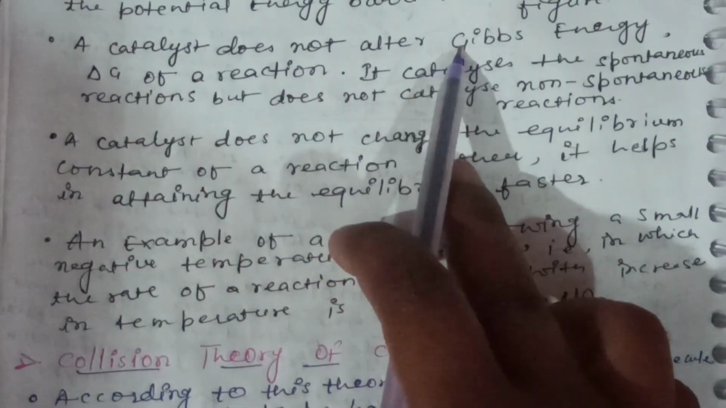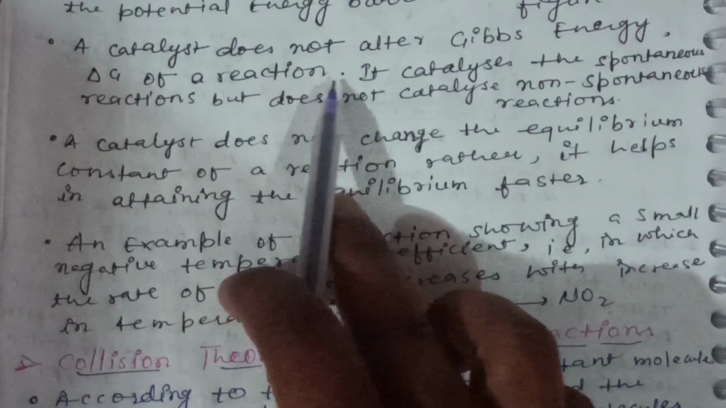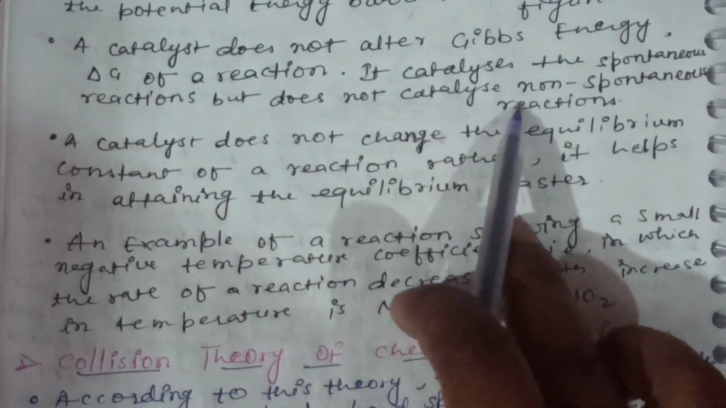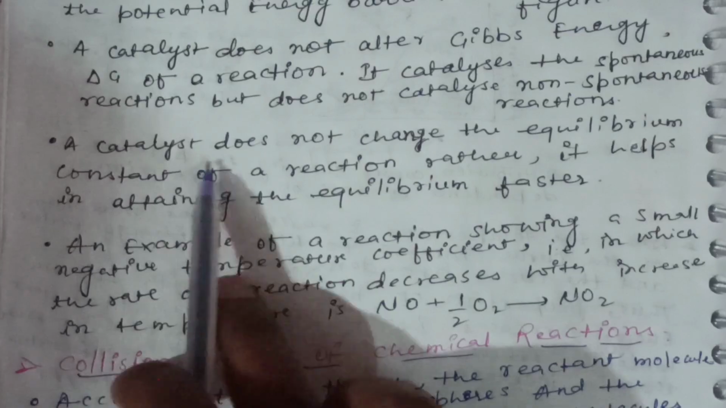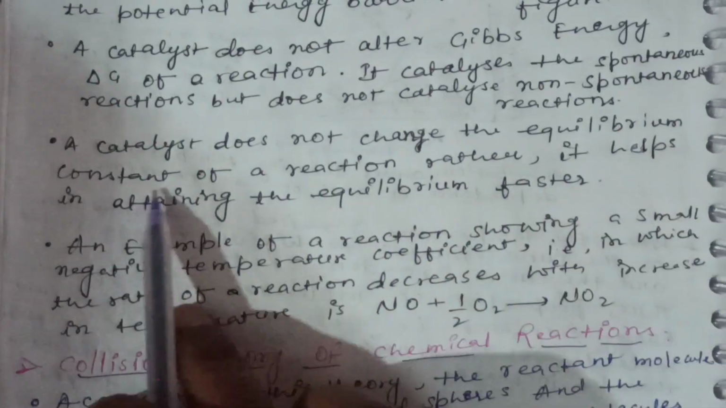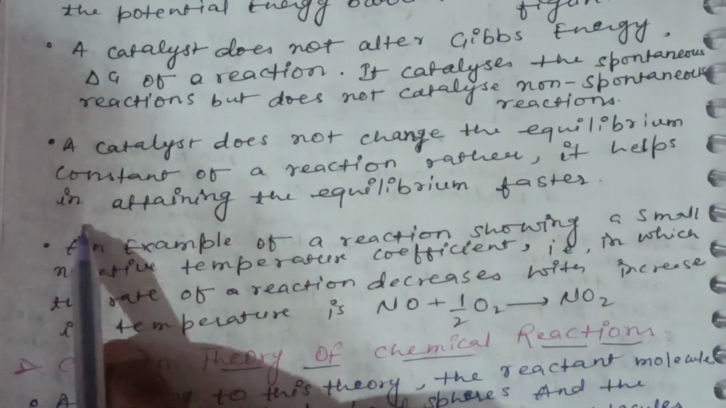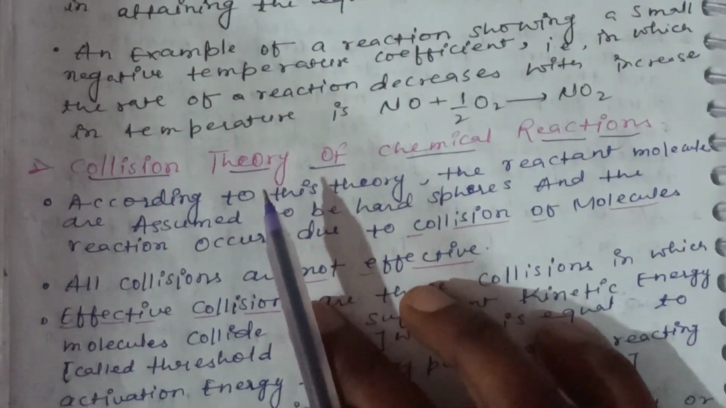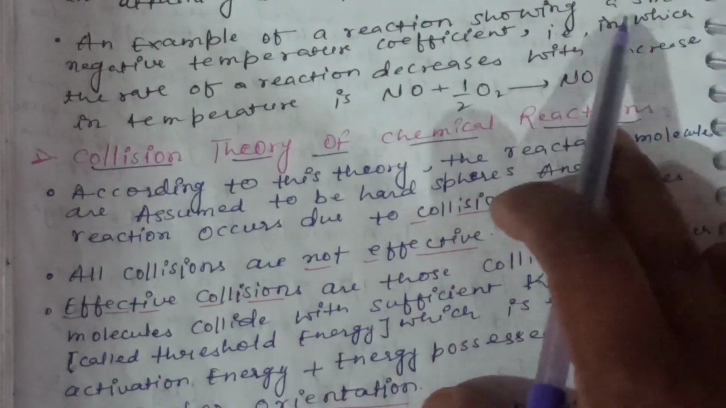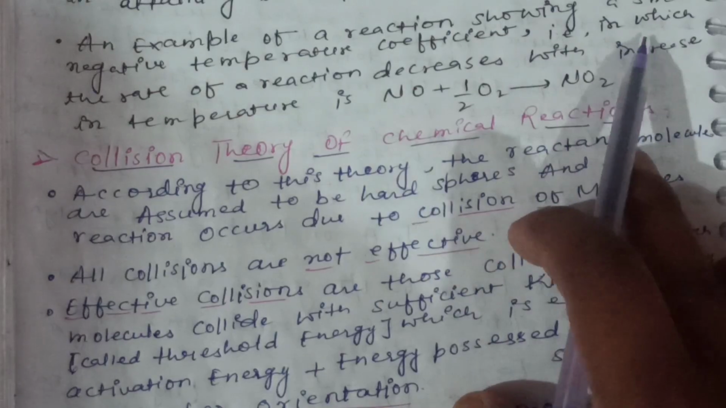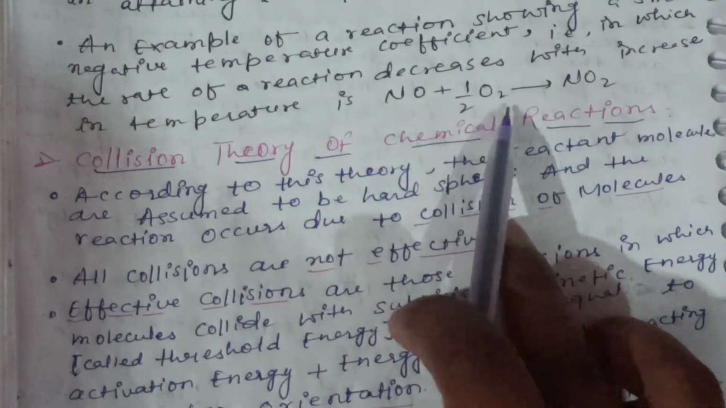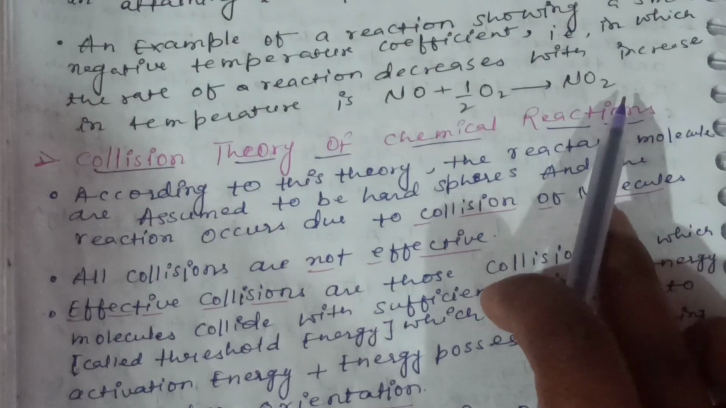A catalyst does not alter Gibbs energy, delta G, of a reaction. It catalyzes the spontaneous reactions but does not catalyze non-spontaneous reactions. A catalyst does not change the equilibrium constant of a reaction; rather it helps in attaining the equilibrium faster. An example of a reaction showing a small negative temperature coefficient, that is, in which the rate of reaction decreases with increase in temperature, is NO plus 1/2 O2 gives NO2.